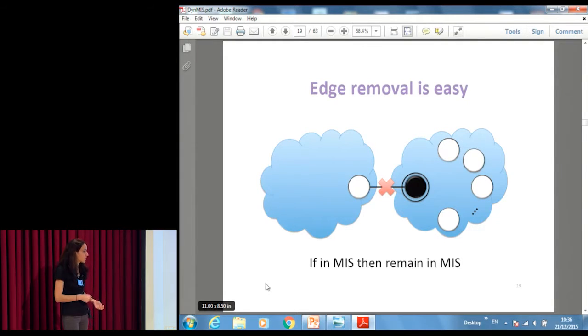I only took a restriction out. So I have fewer restrictions. There's no reason for anything to change for this guy. Okay, it didn't have a neighbor in the MIS before. I took out an edge, so it certainly doesn't have a neighbor in the MIS now.